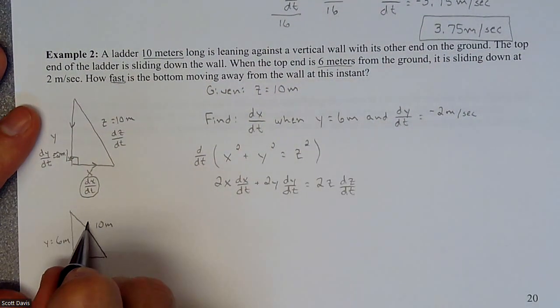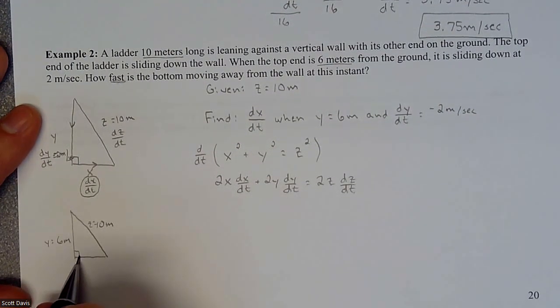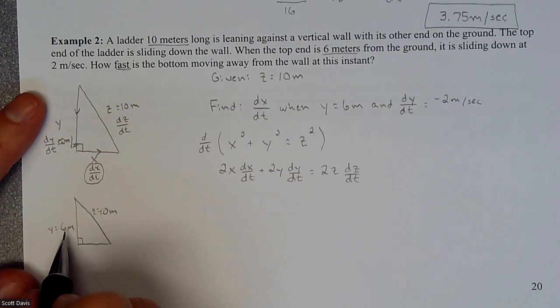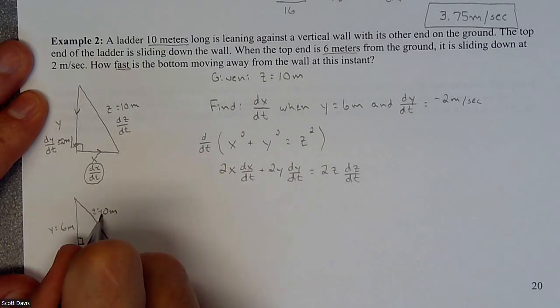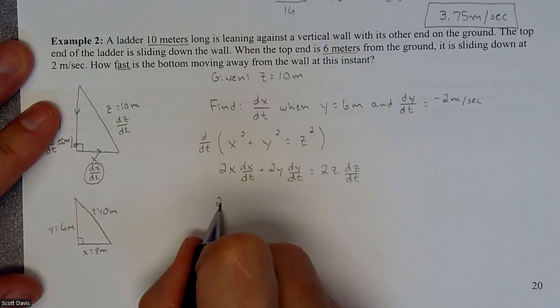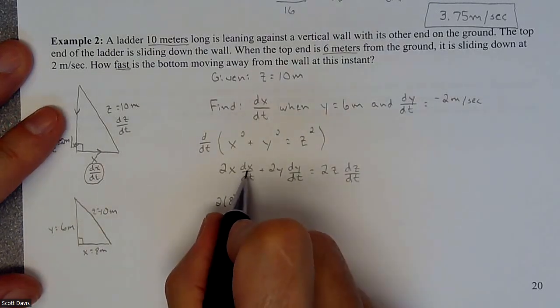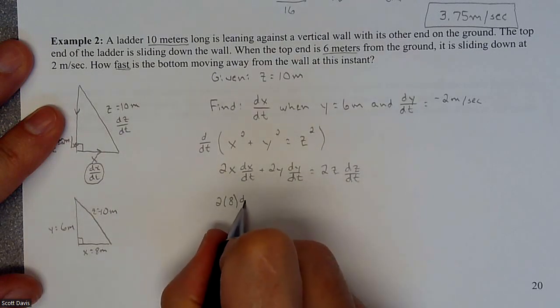Our ladder is 10. And if I know my Pythagorean triples from geometry, this is a 3, 4, 5. That's a multiple of a 3, 4, 5. So it's going to be a 6, 8, 10. So I have 2 times 8. And then I'm looking for my dx/dt because we're trying to figure out how fast it's horizontally slipping out. I don't know that value.